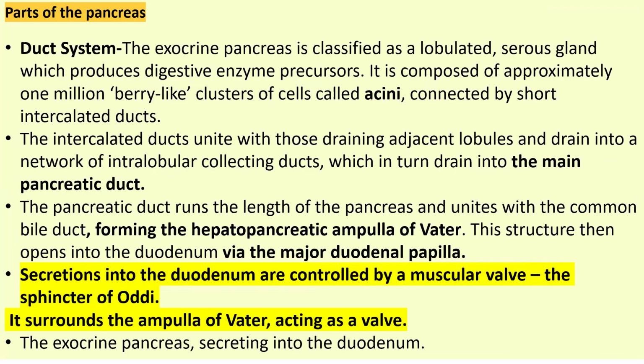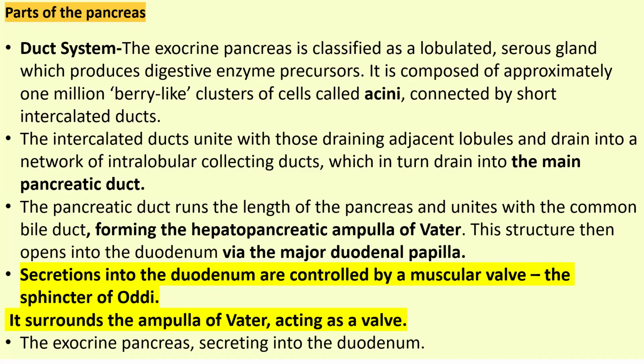So for the pancreas, we have seen the duct system and the presence of acini. We have learned the main pancreatic duct, the duct of Wirsung. The pancreatic duct runs the length of the pancreas and unites with the common bile duct, forming the hepatopancreatic ampulla of Vater. We have seen the image also. This structure then opens into the duodenum via the major duodenal papilla. Secretions into the duodenum are controlled by a valve, the sphincter of Oddi, a muscle that surrounds the ampulla of Vater and acts as a valve.